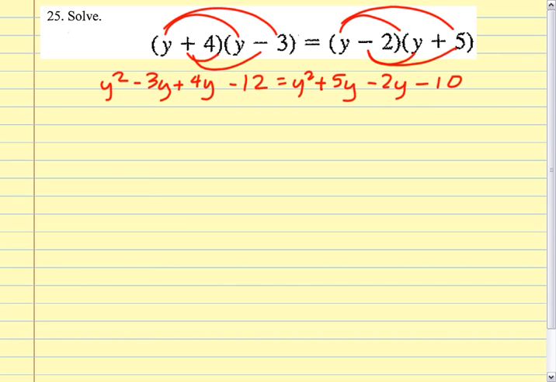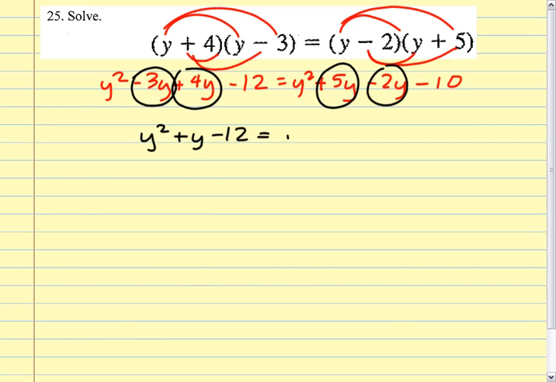Great. All right. And then where? You combine negative 3y and 4y, and I get y. So y squared plus y minus 12 is equal to y squared plus 3y minus 10. Excellent. Thanks, Taylor.